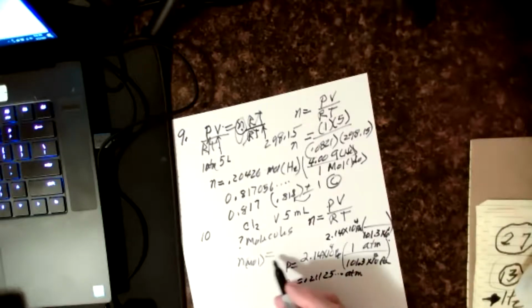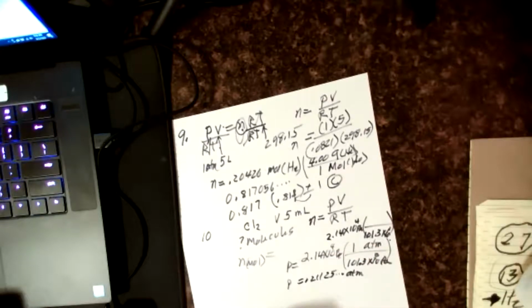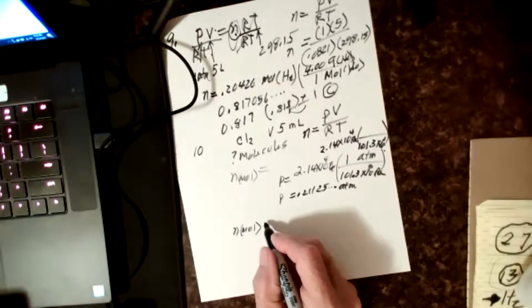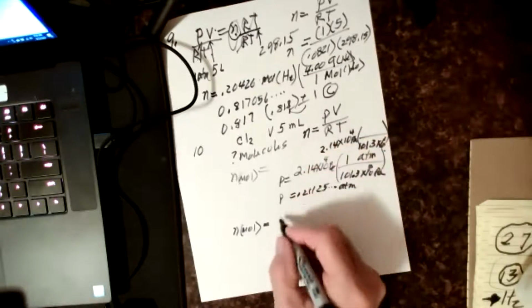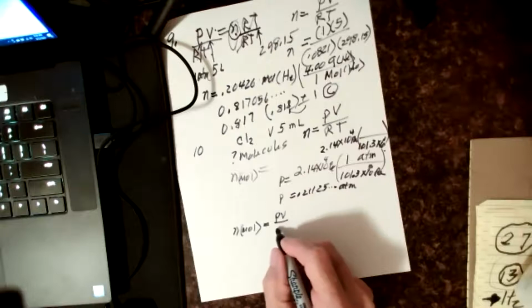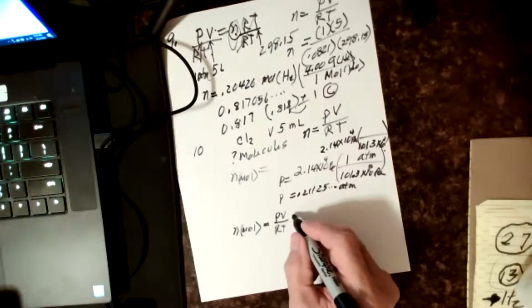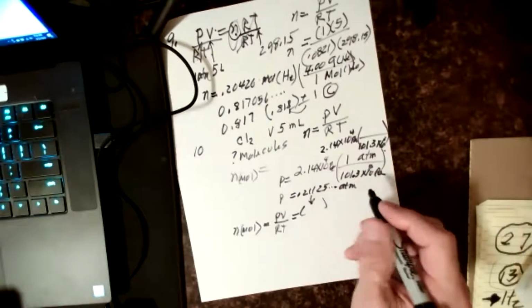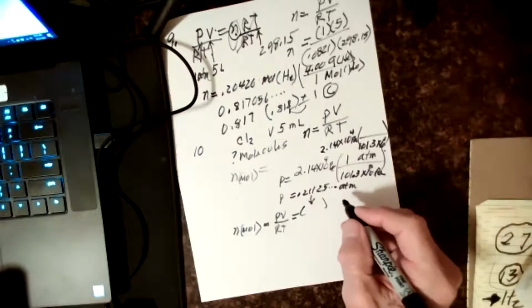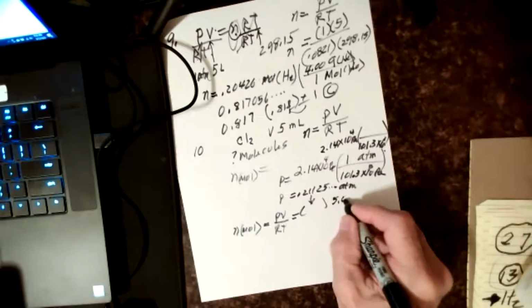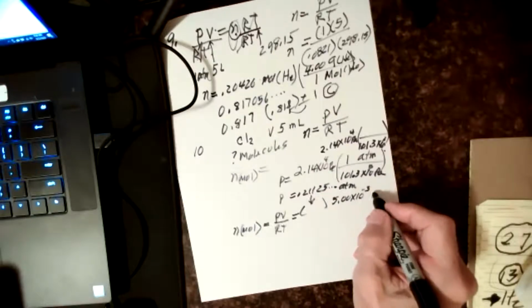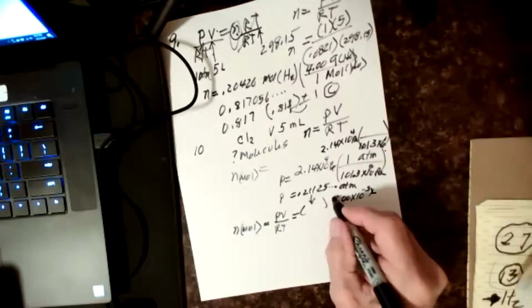Now, I'm going to plug that in. My number of moles is going to be P times V over R and T. So let's put my numbers in. Pressure I just calculated. It's going to be that number right there. Volume, it was 5 milliliters, right? So it's 5.00 times 10 to the minus 3, and now that's going to be in liters. That's good.